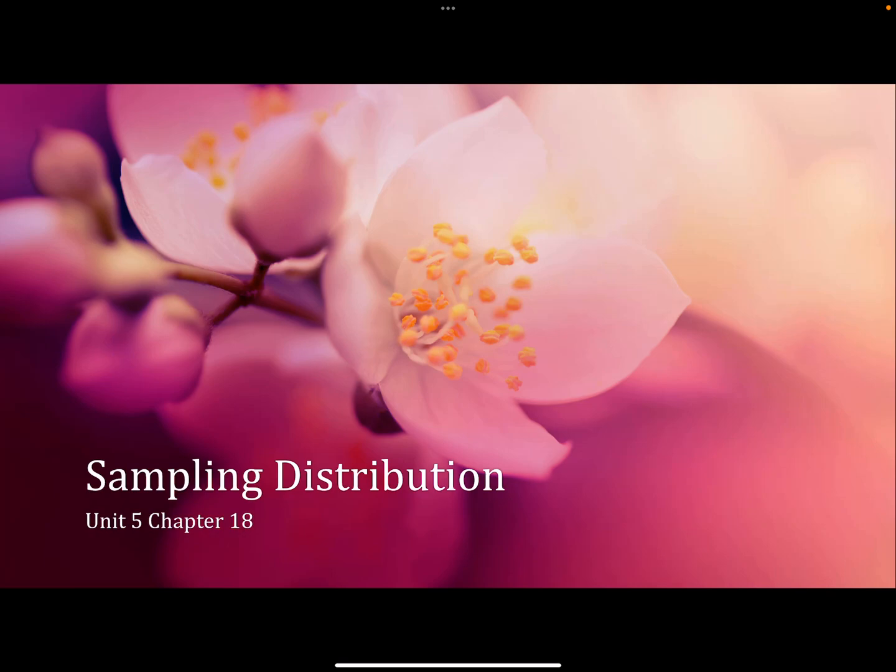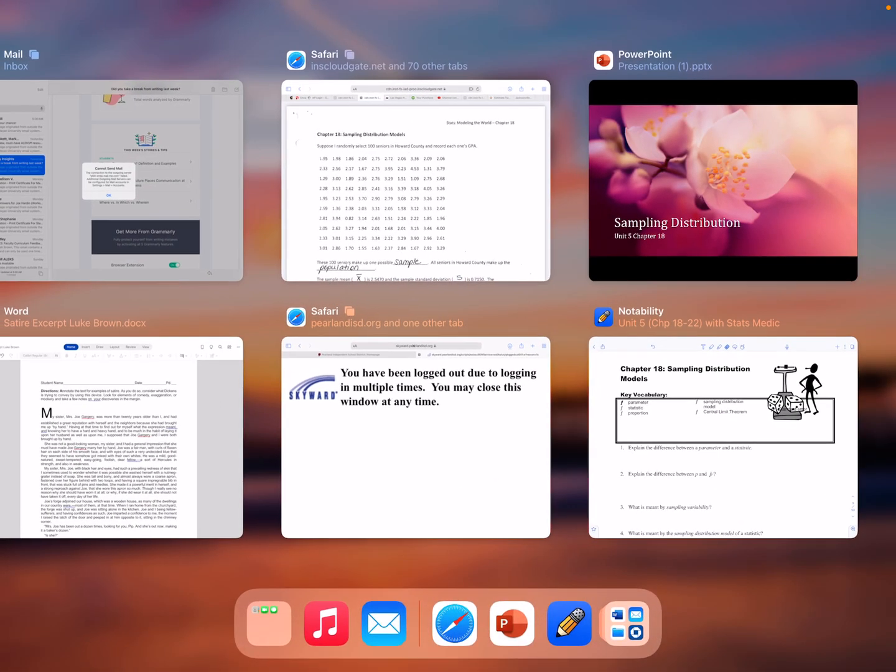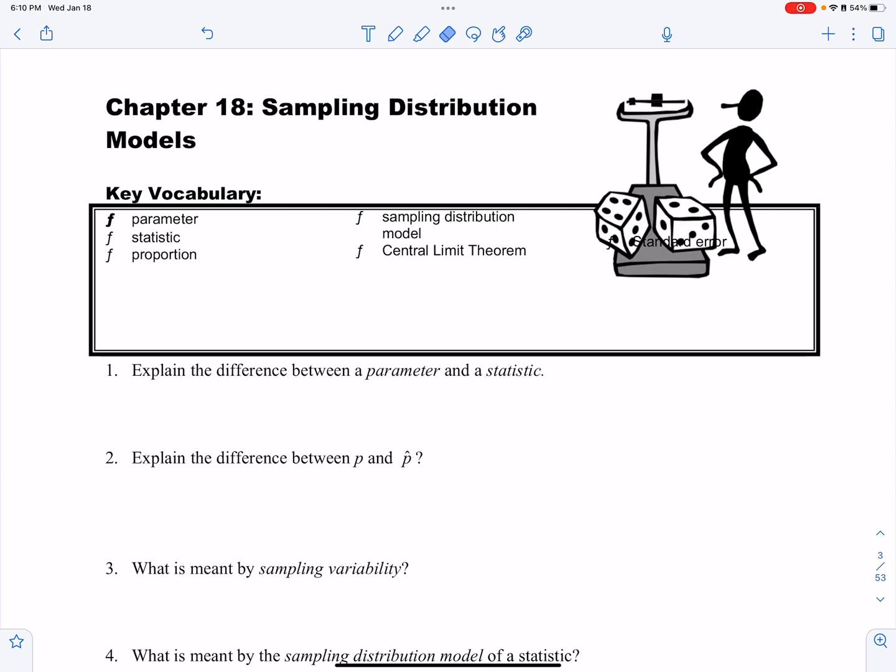Distribution Unit 5, Chapter 18. We have 3 more units left. All right, the first thing I'm going to talk to you about is your chapter outline.